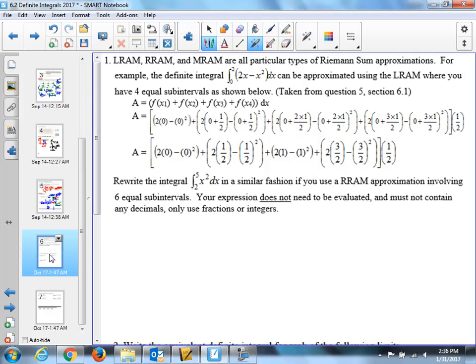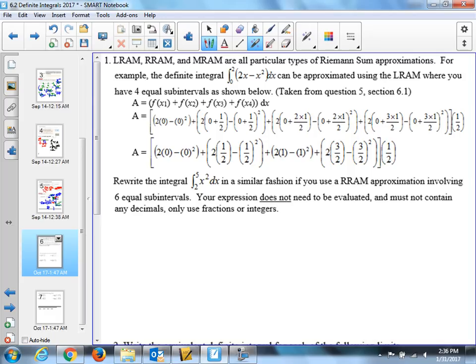Okay, so your next page, and this whole unit for the most part, most of this, if not all of this, is AP material. It's adding and stuff like this, but just so you know. Now when I say LRAM or RRAM and MRAM, there are types of Riemann sums. The L refers to the left side, the right side, or the midpoint. Okay? They're types of Riemann sum approximations. And really the RAM stands for rectangular approximation method.